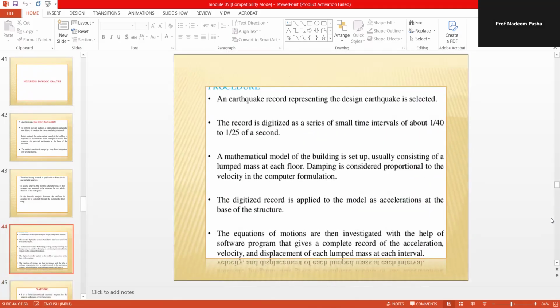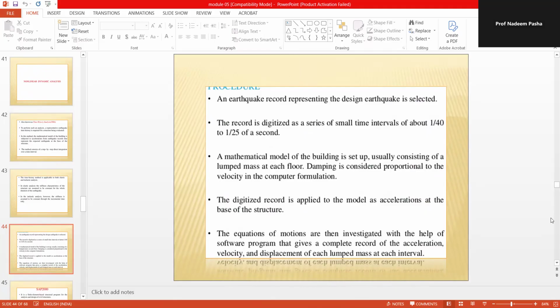Procedure. So what is the procedure? An earthquake record representing the design earthquake is selected. The record is digitized as a series of small intervals, about 1/40 to 1/25 of a second. A mathematical model of the building is set up, usually consisting of a lumped mass at each floor.